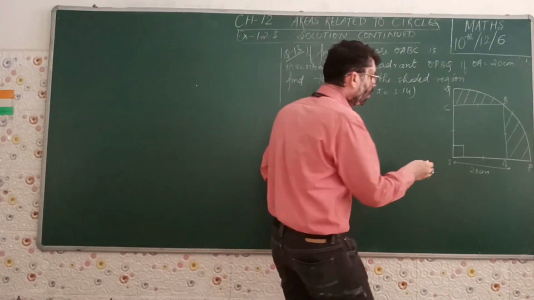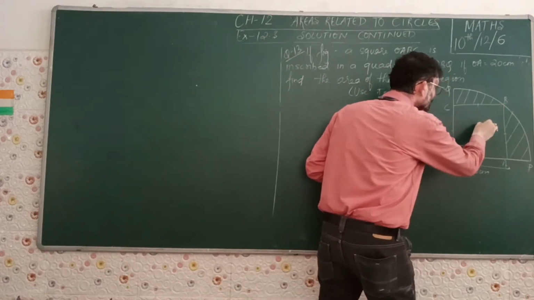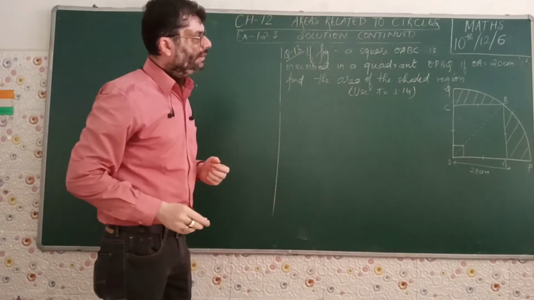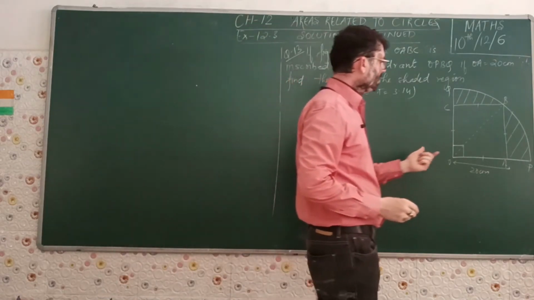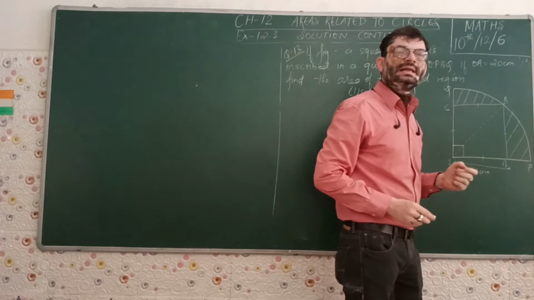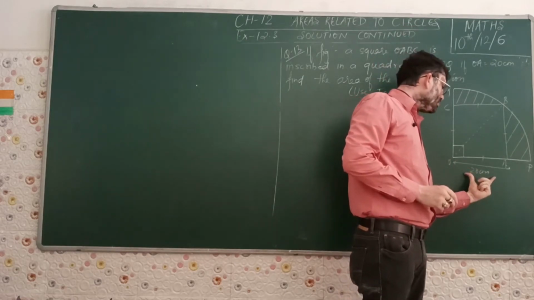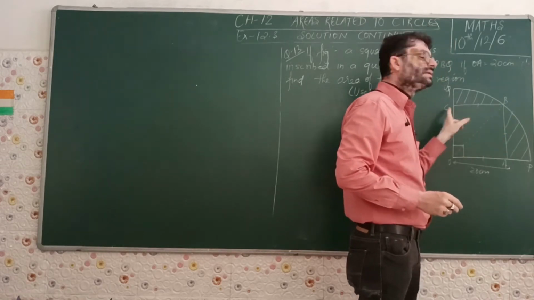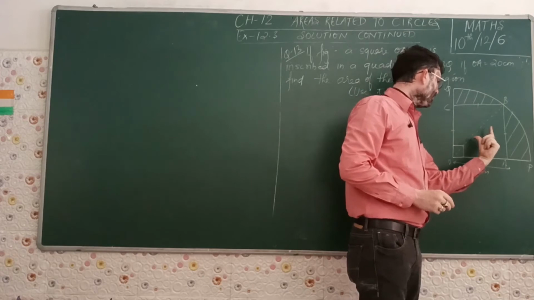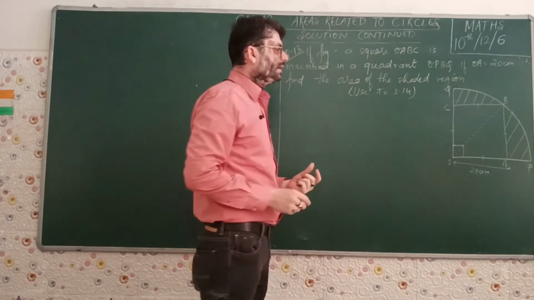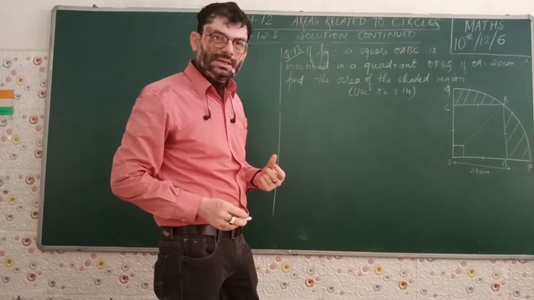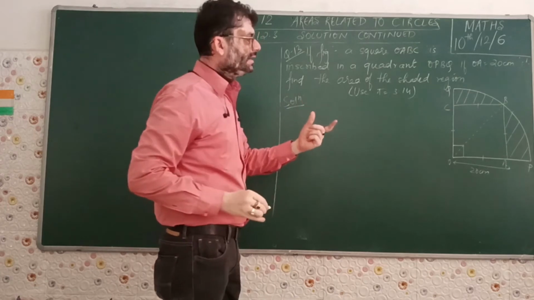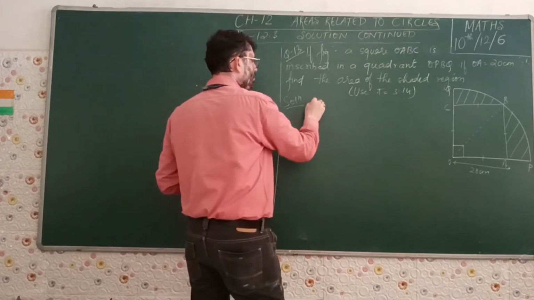So let us join OB. This is also the radius of the quadrant. We can find the value of OB by considering the triangle OAB and applying the Pythagoras theorem, because OA is 20 centimeter, then AB is also 20 centimeter, because OABC is a square. So we can get OB from the triangle OAB applying Pythagoras theorem. So let us first move on to find the radius of the sector from the triangle as OB.